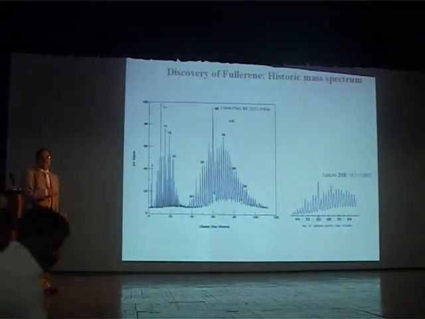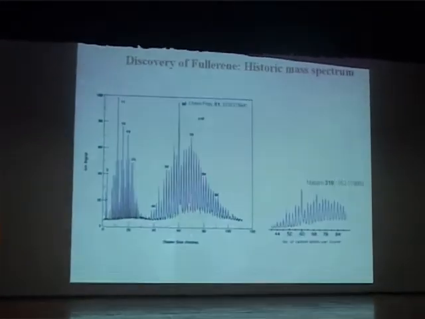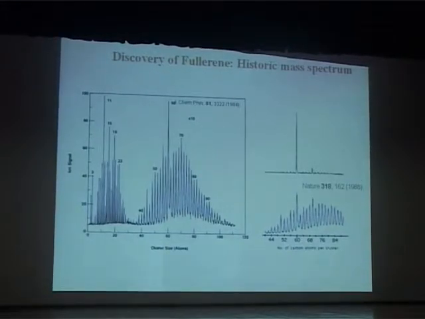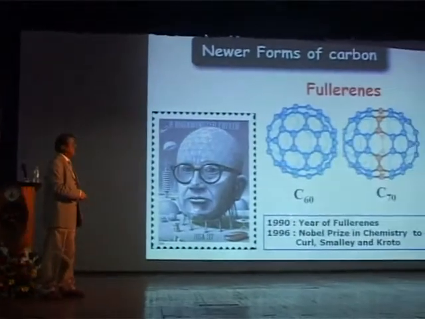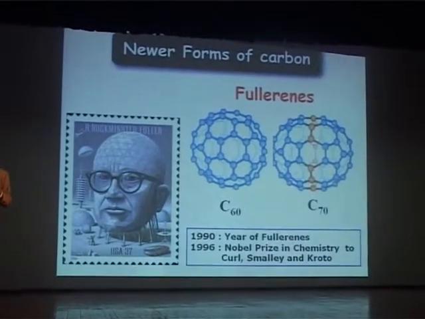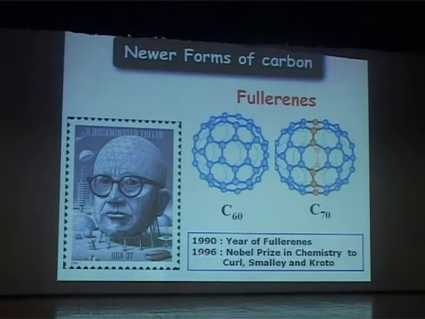Along that came the surprise when they were making these linear carbon chains. In the mass spectrum, they found some very specific peak corresponding to 720 atomic mass units, which is C60. And that set the ball rolling for these new forms of carbon. Then 1990 was the year when it was known how to make these fullerenes in your kitchen just by arc discharge, a very, very cheap and efficient method. And 1996 was the Nobel Prize in chemistry to the three inventors, Curl, Smalley and Kroto.